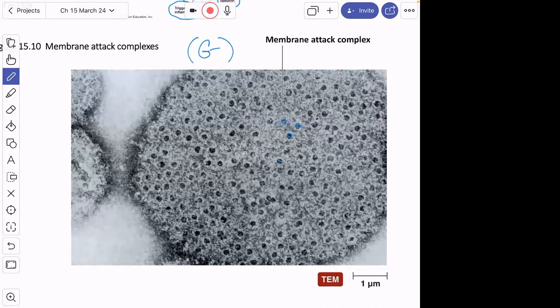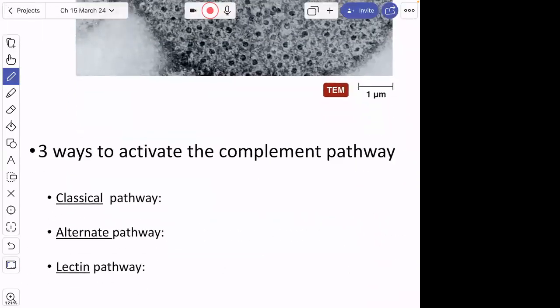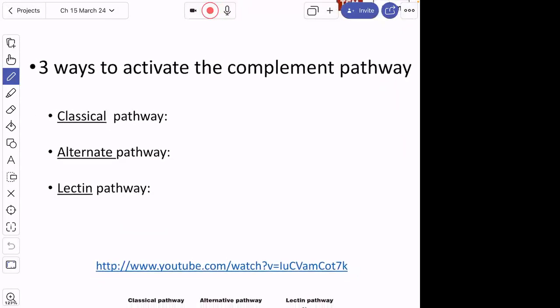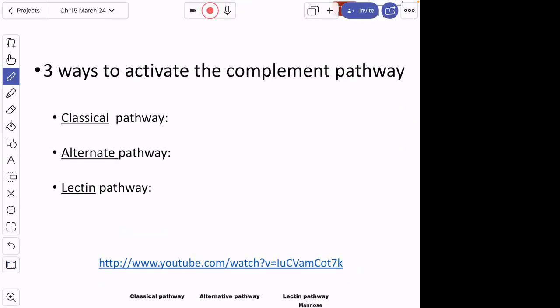All right, so the last thing to think about then is how this protein cascade gets activated. All right, and there's 3 ways to activate that. We already talked about one, and this was the first one that was described, so that's why we call it the classical pathway. That involves antibody.